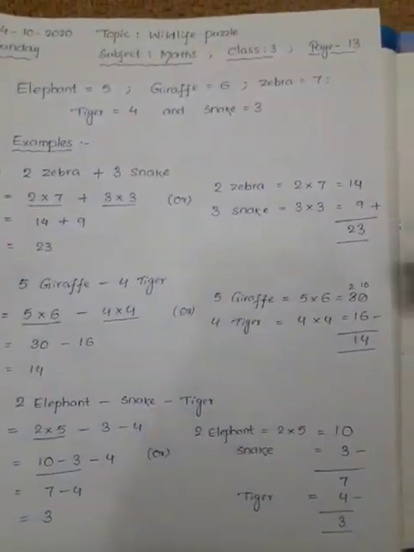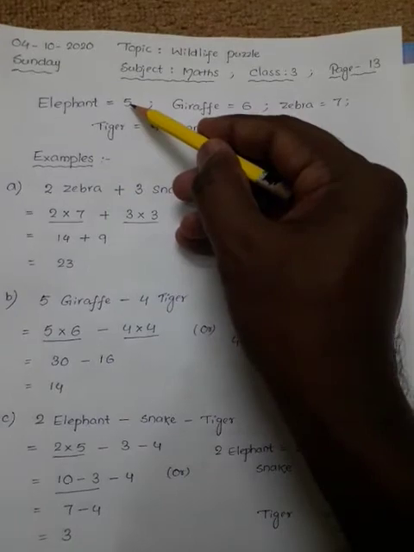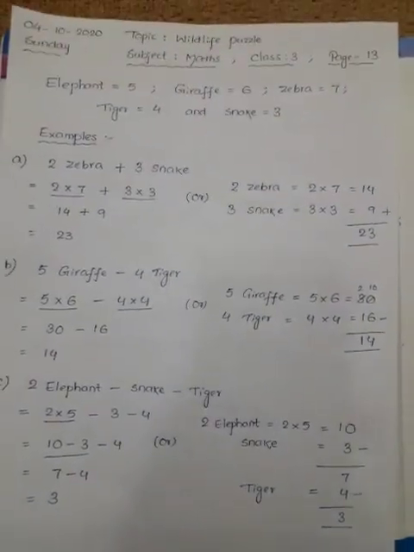In an exam or test, some of the boys ask me, sir, do we need to find out the values? No, I will give the values. Maybe here elephant is 5, but in the exam or test I might give you 7 in place of 5. So whatever values I give, you have to use those values only.